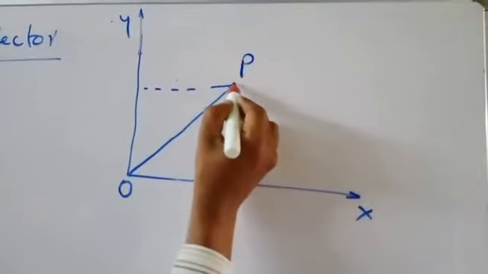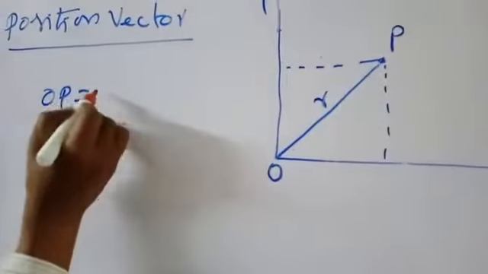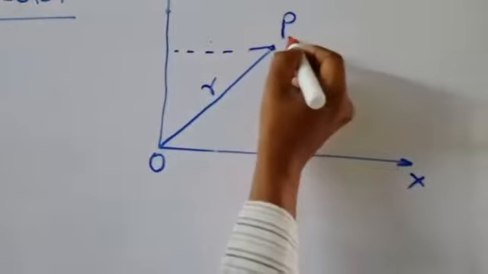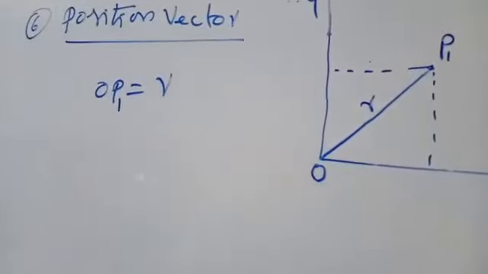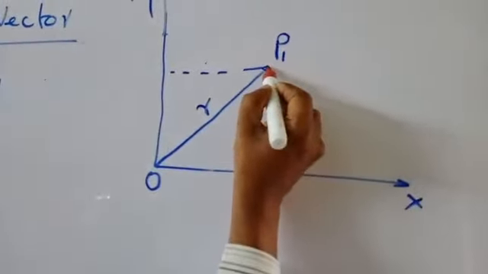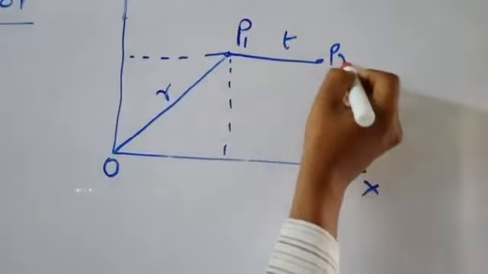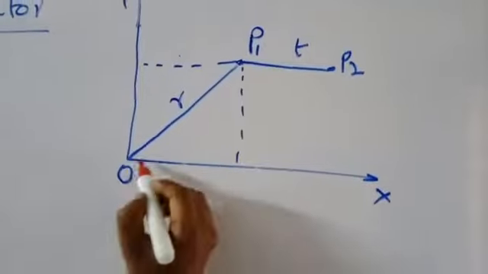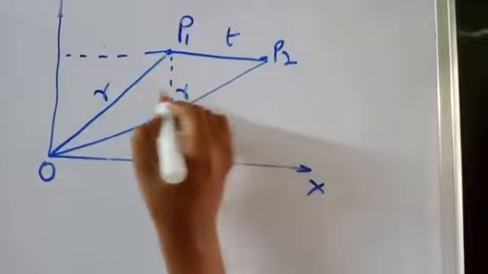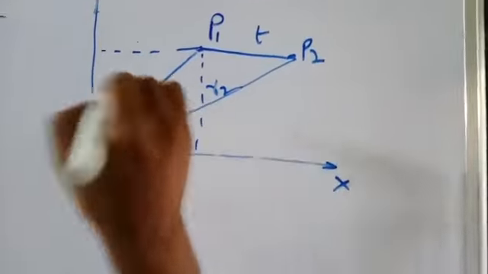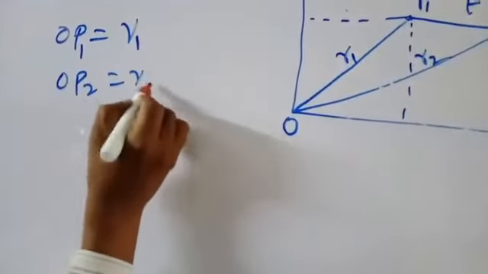So this is the R bar. OP is equal to R bar. Then I am assuming this is P1, so OP1 is equal to R bar. This P1 is displaced in a given time from this place to P2. The position of P2 from the origin is R2, and this is R1. So OP1 is equal to R1, and OP2 is equal to R2.